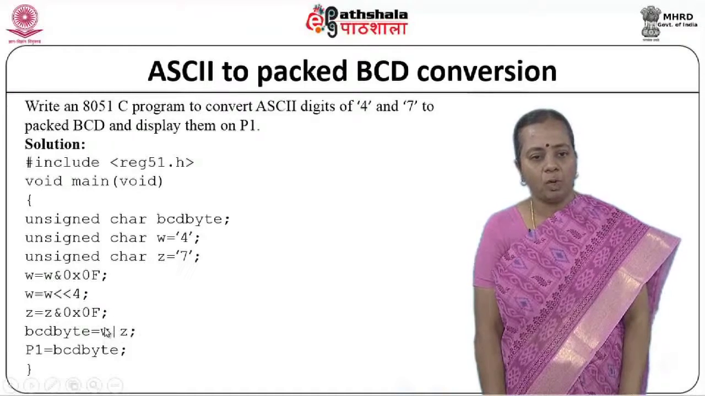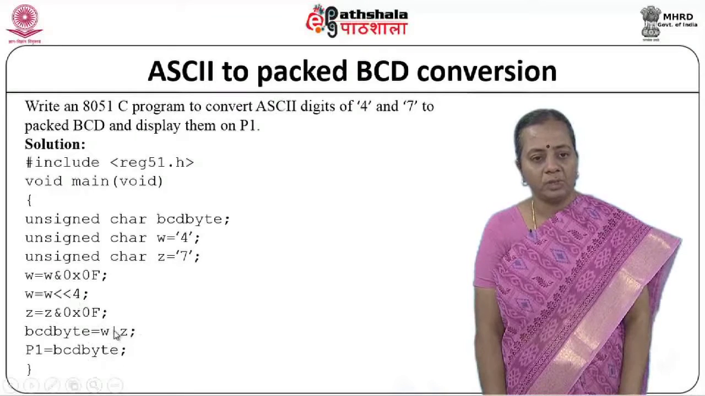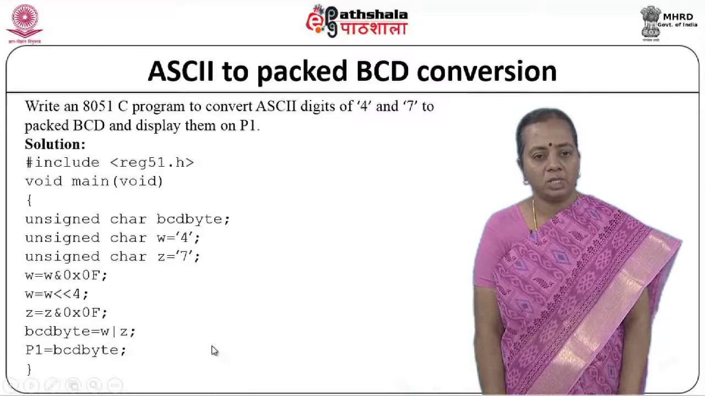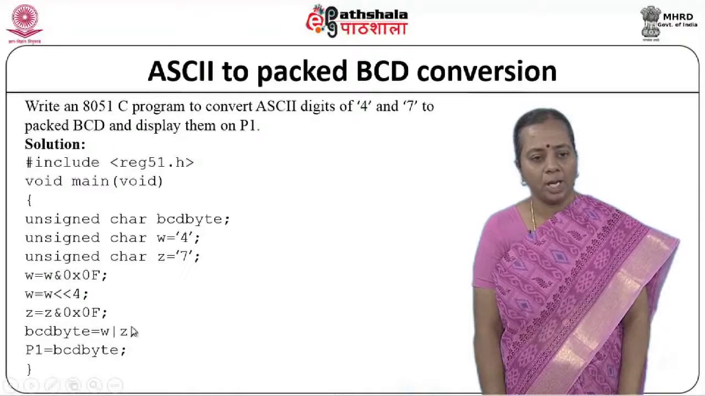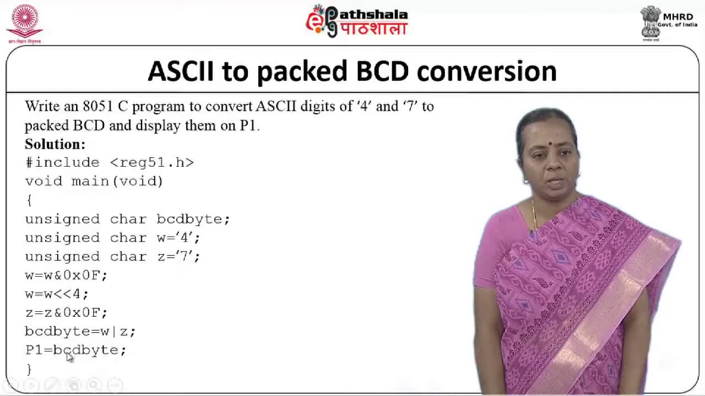Now this 4 is already there, which is ORed with this 7. Previously we know that 4 then 0 is there. Now 07 is there with this particular value. Now these two are added together. So 40 with 07 is ORed, we will be getting 47 as the BCD byte. So now this 47 is outputted at port 1.